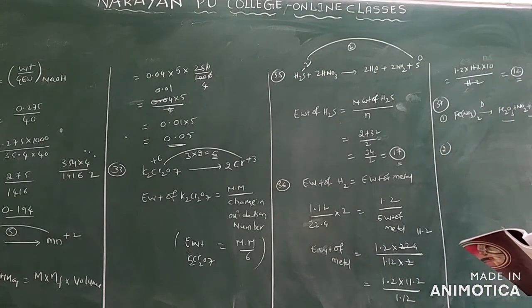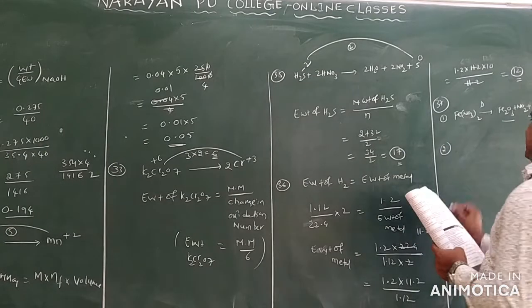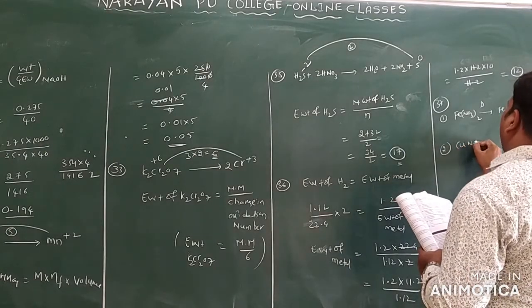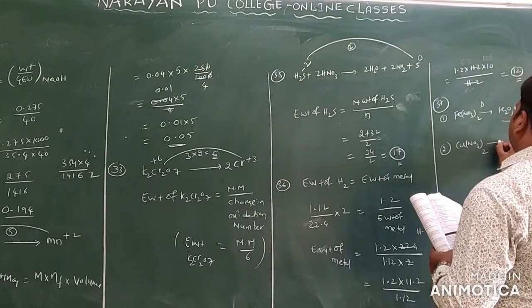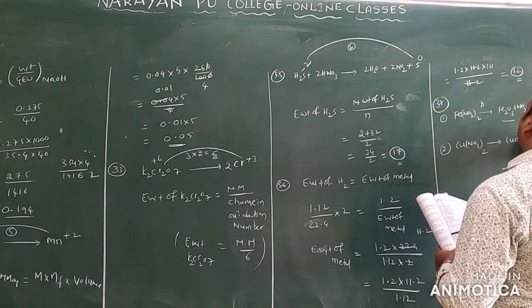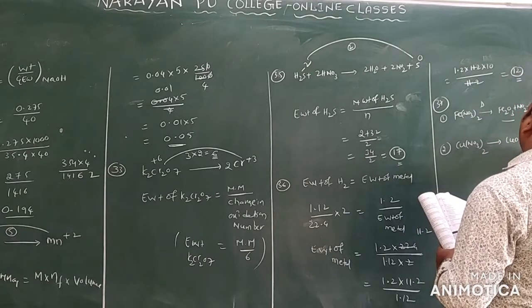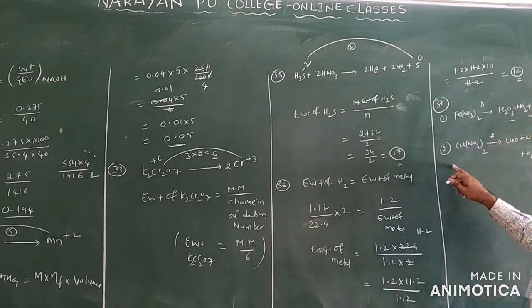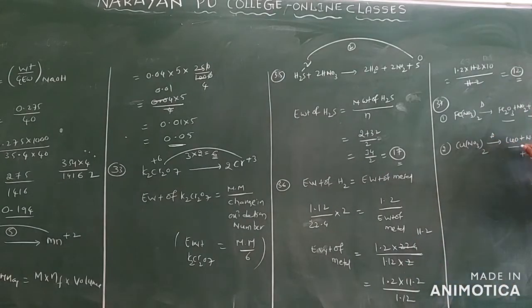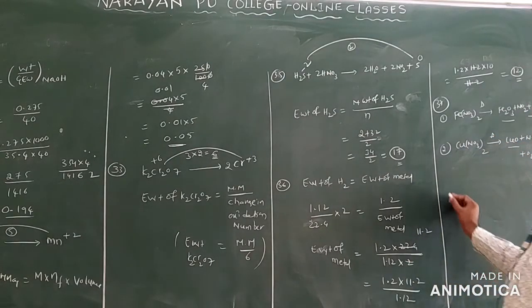The second one is given copper nitrate. Cu(NO3)2 taken 2 times. Here also you will get copper oxide plus NO2 plus O2. Here copper is not formed, here copper oxide is formed. It is a metal oxide only.